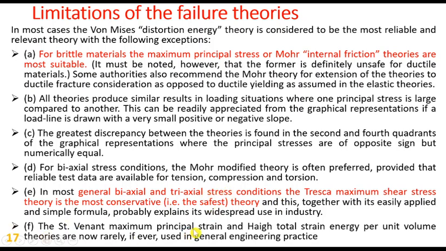The Saint-Venant maximum principal strain theory and the total strain energy per unit volume theory are now rarely, if ever, used in general engineering practice. So they are not used: the third and fourth theories, maximum principal strain and total strain energy per unit volume. So mostly we use Tresca or von Mises for ductile material. For brittle, we use the first, maximum principal stress, or Mohr internal friction theory. Thank you very much.